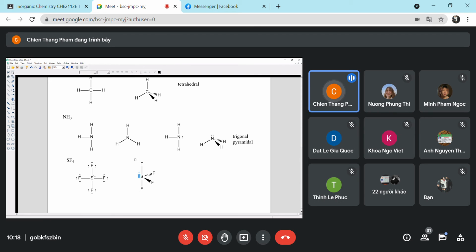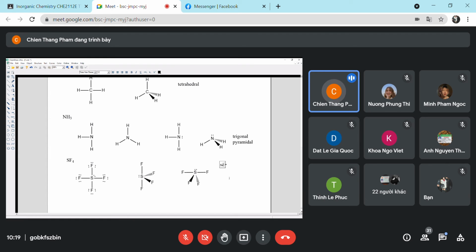Okay, so it's easy for you to understand what it means. A seesaw: if I rotate the molecule like this, please take a look here. You can see now this one is a seesaw. I think that image is the seesaw. Okay, the molecular shape is seesaw.